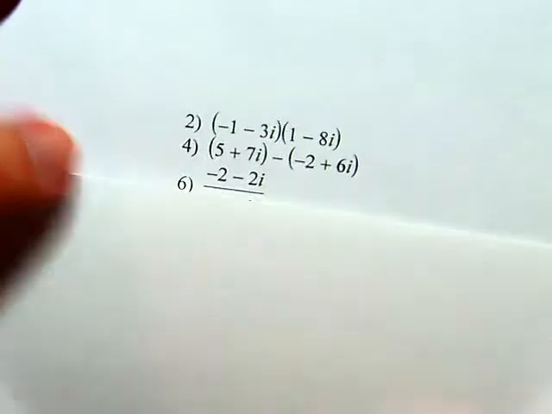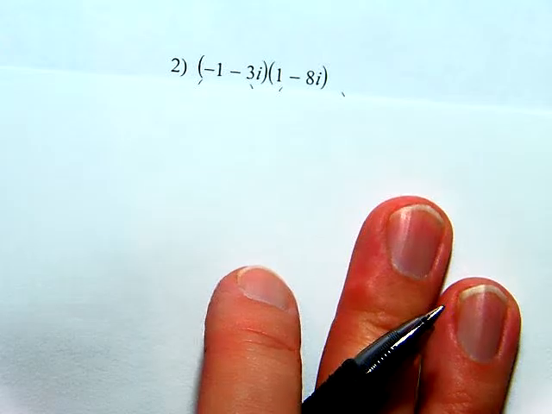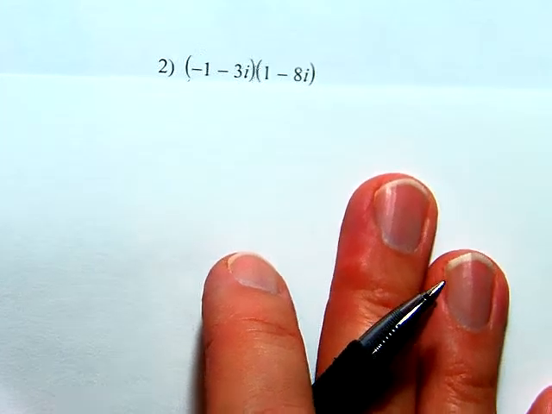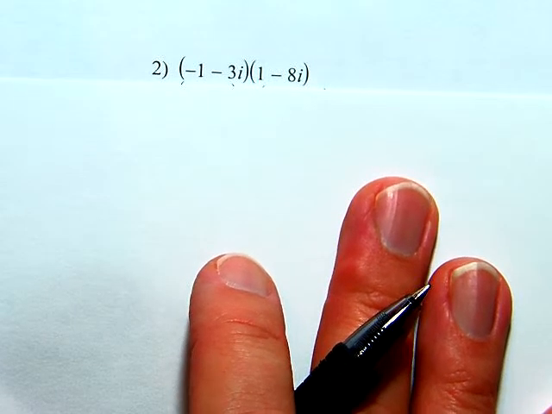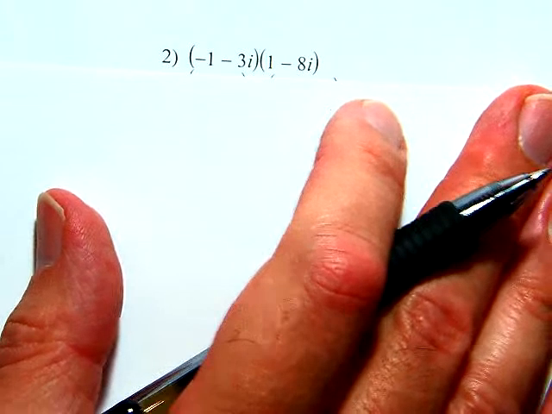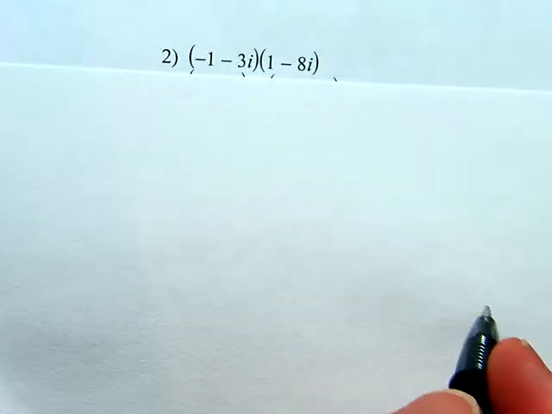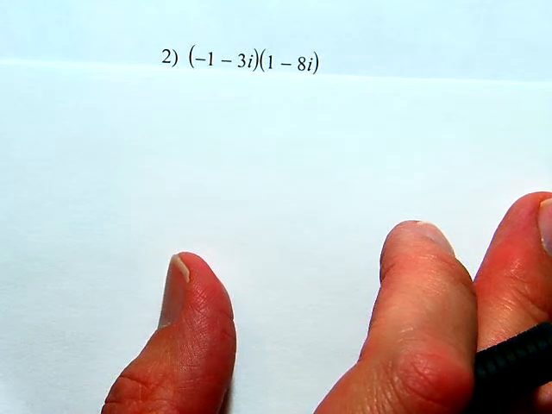Well, let's do a more difficult complex number multiplication. Here we have one over here where we've got -1 minus 3i times 1 minus 8i. This looks very much like a polynomial for good reason. We're going to multiply it very much the way we would multiply a polynomial.